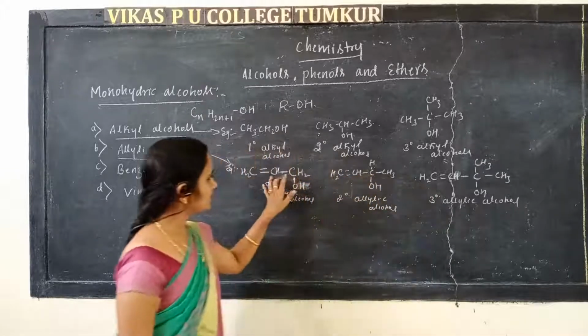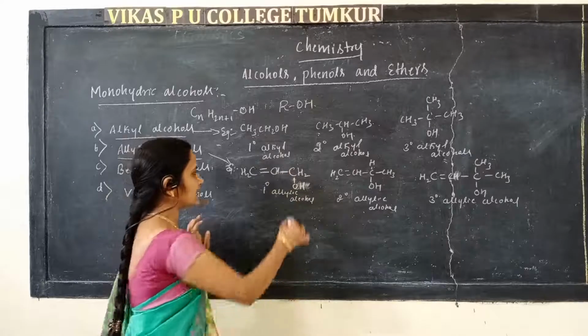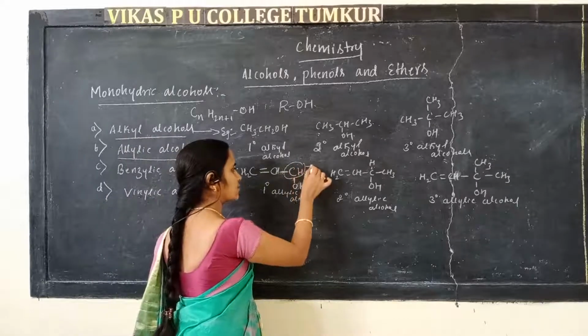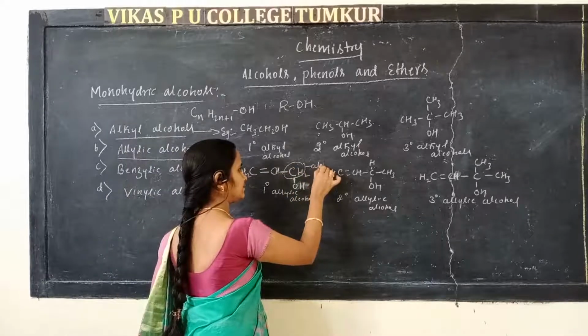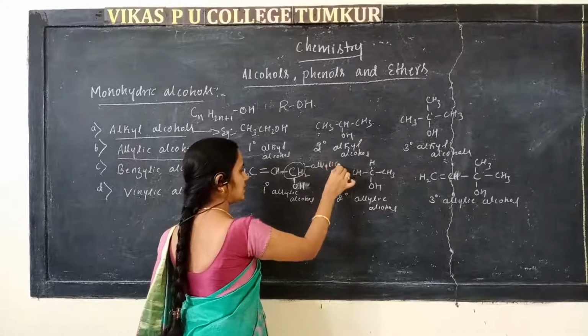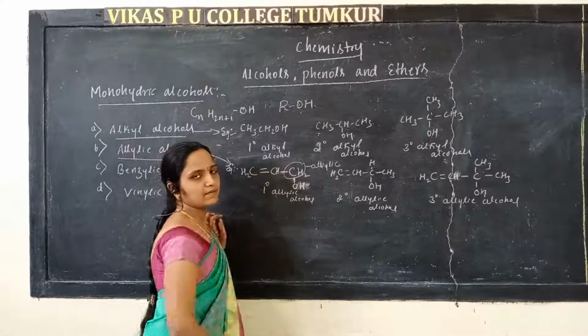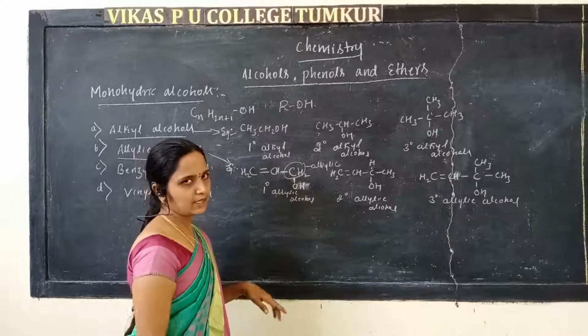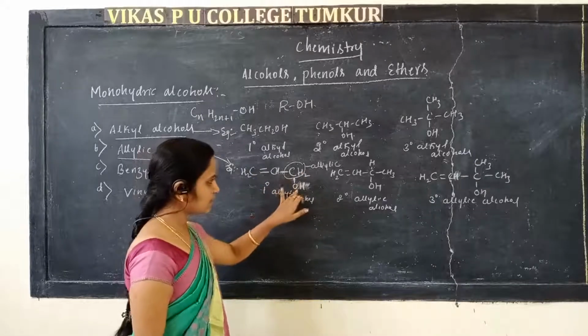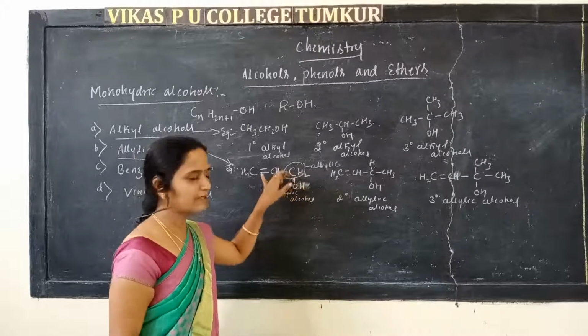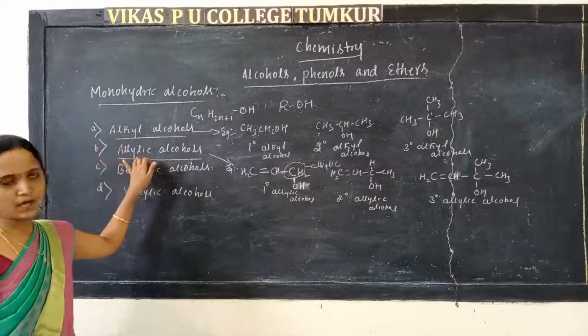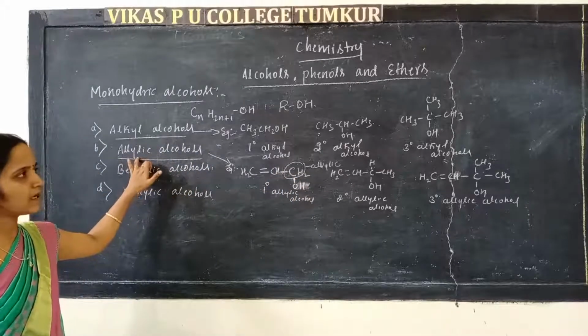Here, this carbon we call an allylic carbon. Why is it called an allylic carbon? Because this carbon is attached to the carbon-carbon double bond. That's why it's called an allylic carbon. The OH group attached to the allylic carbon, that we call an allylic alcohol.